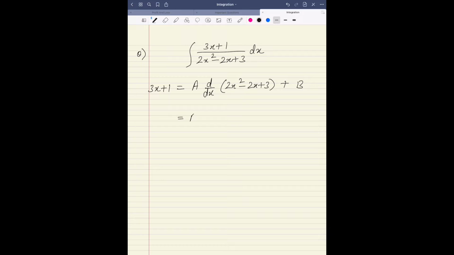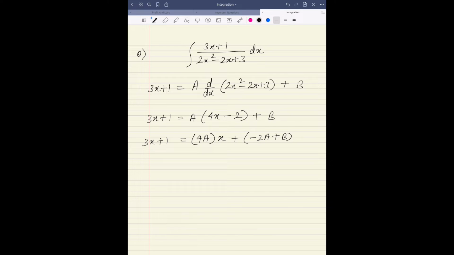Okay, so the first step is to differentiate this. I hope you guys are clear with differentiation. So differentiation of 2x square will become 4x, and differentiation of minus 2x will become minus 2. Differentiation of 3 becomes 0, plus b. Left hand side remains as it is. Next step, we are going to write the x terms together. So a times 4x becomes 4ax, and we are going to write the constants together. I am writing the plus sign here purposely so that you don't get confused with the minus sign.